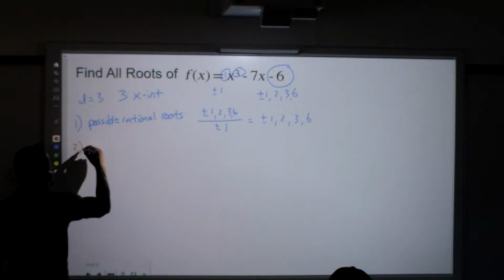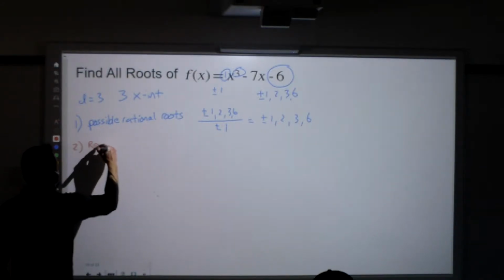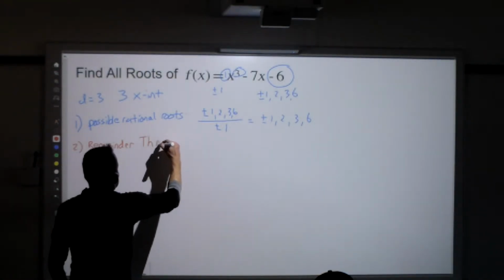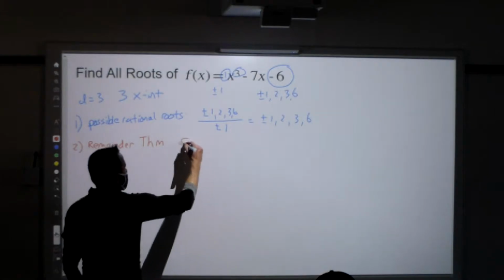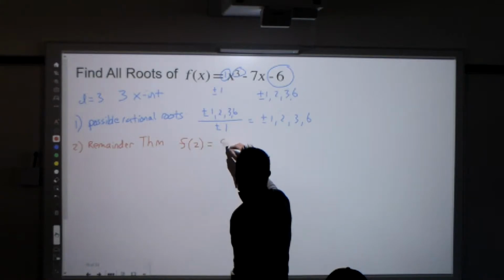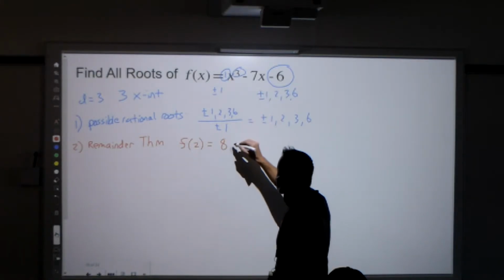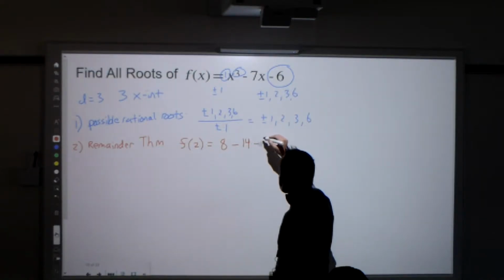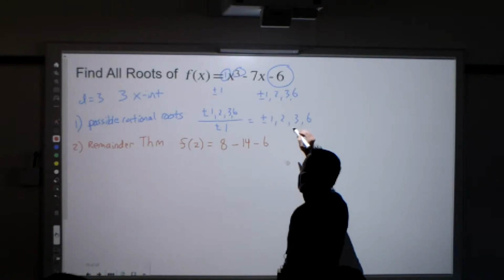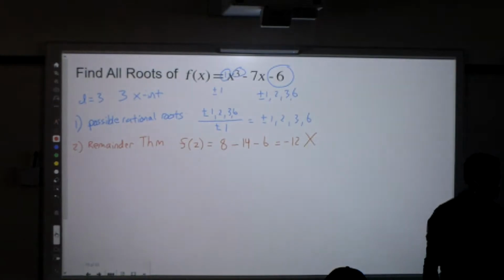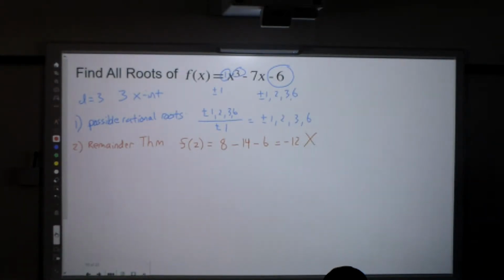So now for step 2 here, I'm going to use the remainder theorem, and we're going to plug in 2. Let's see what happens when we plug in 2. 2 cubed is 8. -7 times 2 is -14. Minus 6 is going to be -6. That's going to be 8 minus 20, which is -12. Nope. We didn't get 0, so what does that tell you about 2? Not a root. We don't like it.